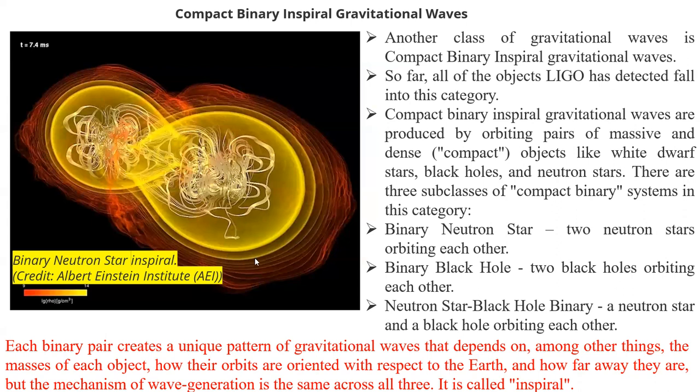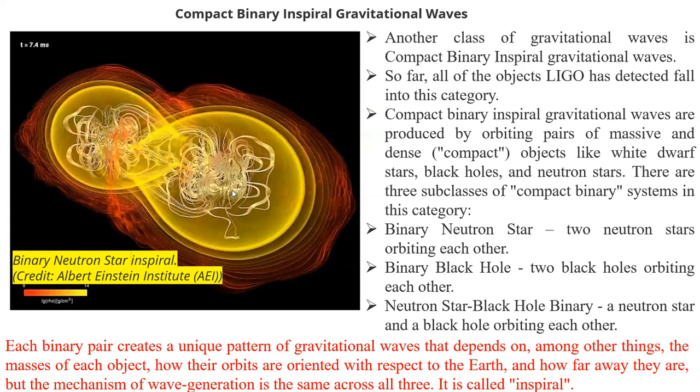Each binary pair creates a unique pattern of gravitational waves that depends on, among other things, the masses of each object, how their orbits are oriented with respect to the Earth, and how far they are. But the mechanism of wave generation is the same across all three. It is called inspiral, spiraling into each other. This entire thing was detected in 7.4 milliseconds. Remember, I have not told you this earlier. Even though the waves are coming, it is not for a longer duration. The duration is very short, 7.4 milliseconds.